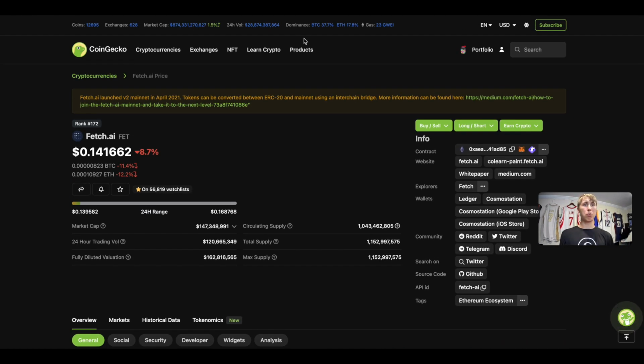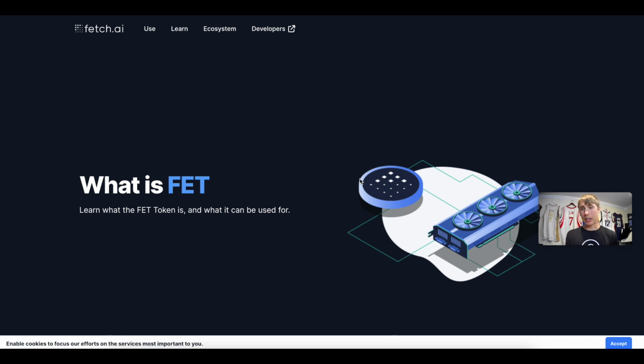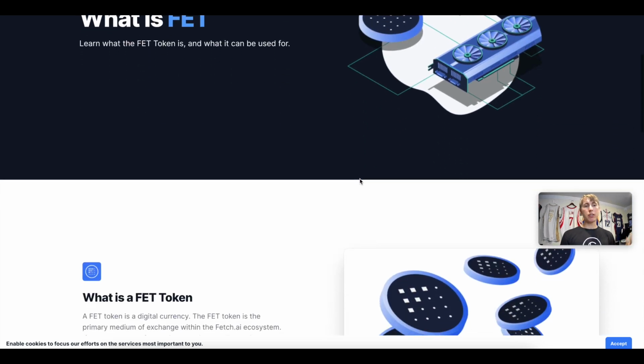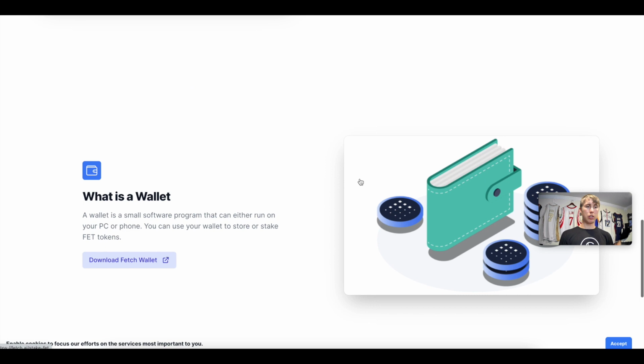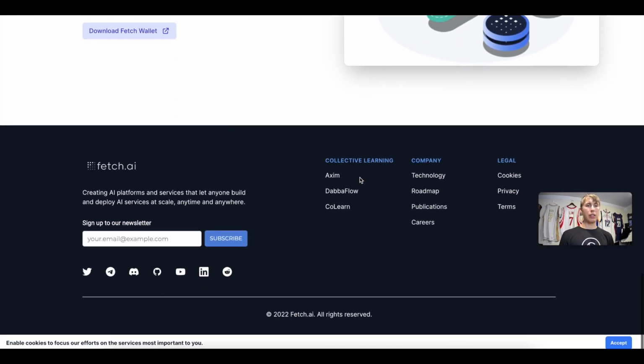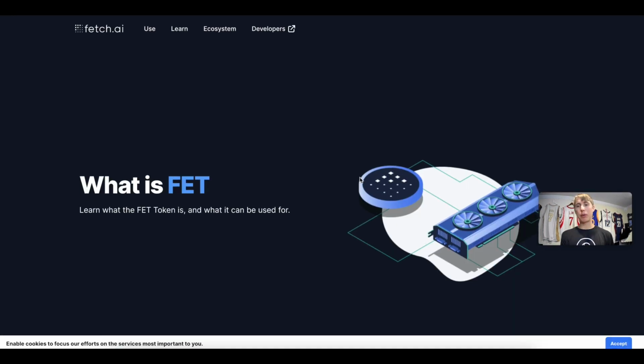Another one is Fetch AI. I'm not super bullish on this one, but Fetch AI is one of the popular tokens that a lot of people look at, and it's got AI in the name. Basically all it's used for is the exchange token. So it's basically the utility token that's used within the ecosystem. It basically allows people to deploy AI services at scale. That's it. And if you guys want to learn more about it, you guys can go into the details on it.